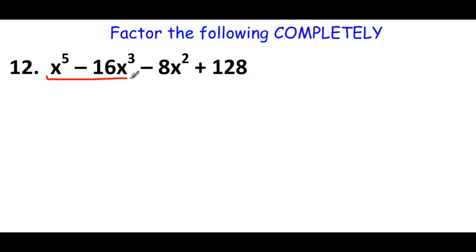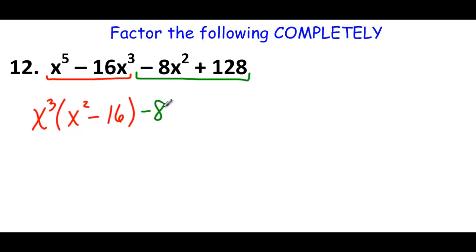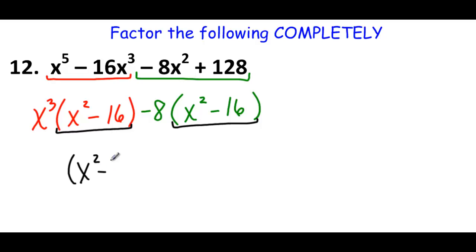So I'm going to look at the first 2. I could pull out an x cubed, which leaves me with an x squared minus 16. When I look at the next 2 terms, my goal, if I'm using factor by grouping, is to get the parentheses to be exactly the same. So if I factor out a negative 8, I'm left with an x squared minus 16, which works out pretty nice. I see that my parentheses are exactly the same, so that means this is now my new common factor. So I'm going to pull out an x squared minus 16, which would leave me with an x cubed minus 8.